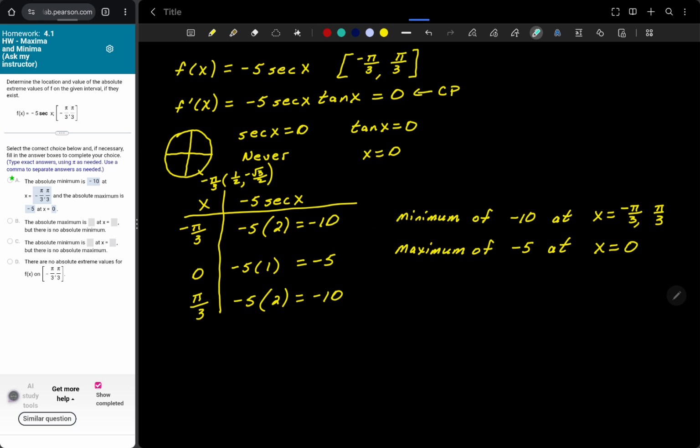We would say we have a minimum of negative 10 at those angles, negative pi over 3 and pi over 3, and we have a maximum of negative 5 when x is 0. Good problem.